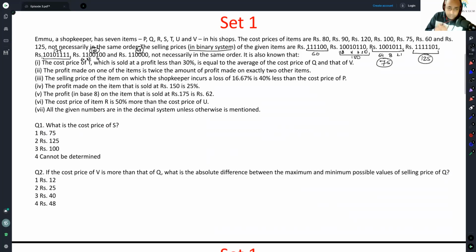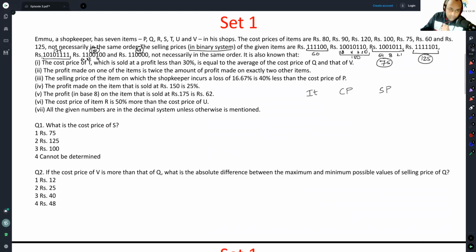It is also known that so many instructions are given. So as of now, there are 3 parameters that we know, not 4. We know there is a name of an item, a cost price, and a selling price. Okay, let's go ahead and record the data.